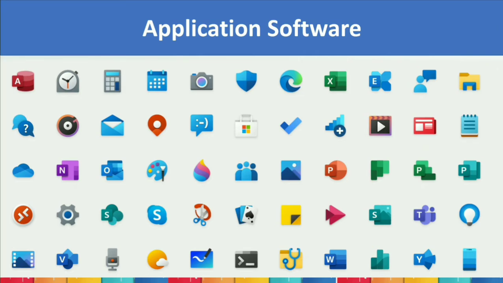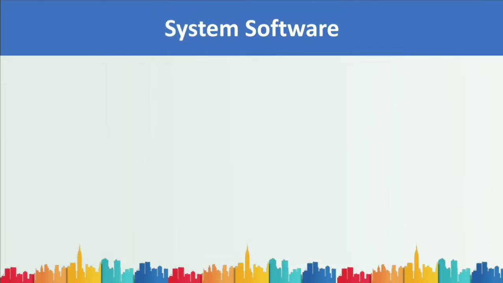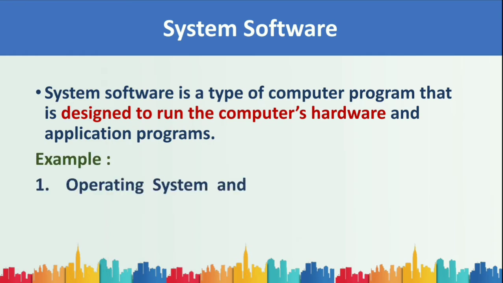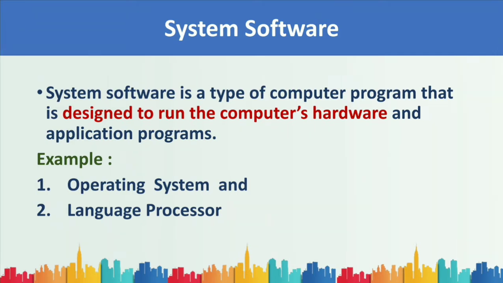Okay, now let us move on to the next software, that is system software. System software is a type of computer program that is designed to run the computer's hardware and application programs. For example, operating system and language processor. So system software handles the entire computer hardware and the applications installed in it. Application software is used to perform a specific task.